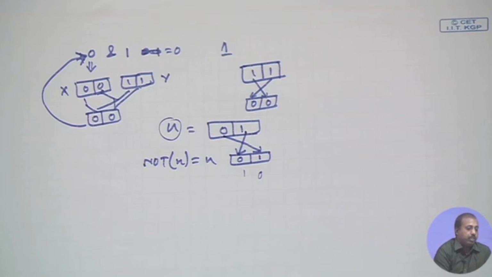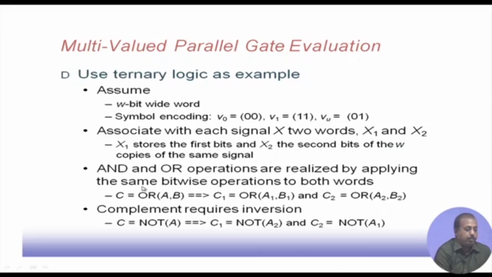So the AND and OR operations can be realized by applying the same bitwise operations to both the words. If you are doing OR of A and B, then C1 is equal to OR of A1 and B1, and C2 is equal to OR of A2 and B2. Similarly for AND, C1 is equal to AND of A1 and B1, and C2 is equal to AND of A2 and B2. So if the symbol is encoded like this, we can take help of the multi-bit word of the host computer and do these operations in a single shot.